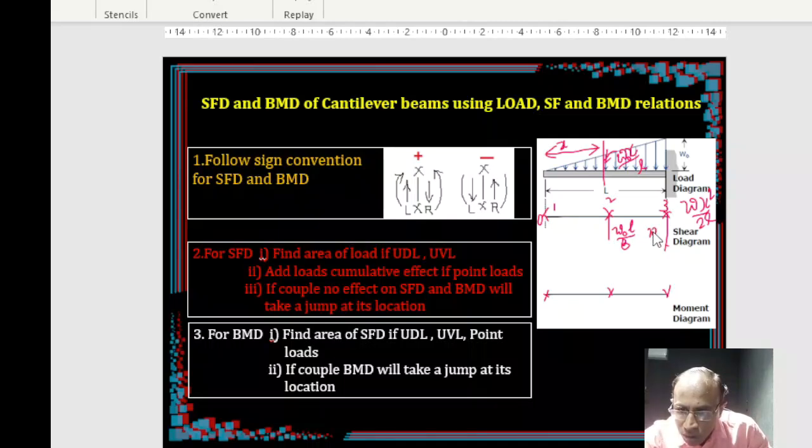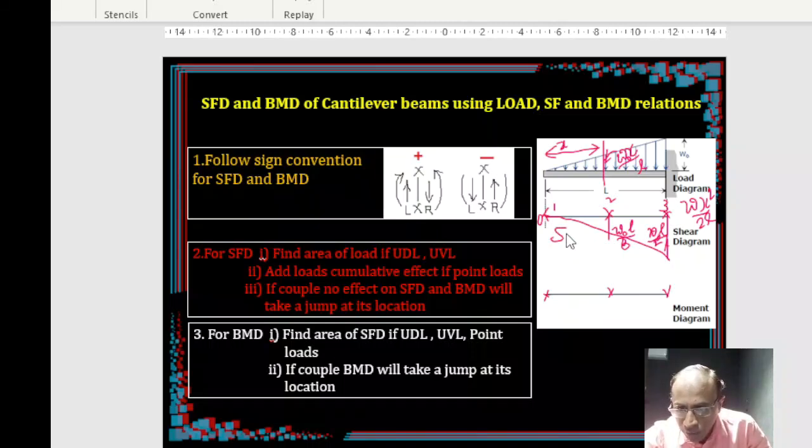W naught L into L by 2. Okay. Now you join these three ordinates, you are going to get the SFD diagram. How to join? I told you already. When there is a UVL, second order curve, join means by a curve. Quadratic curve, right? Second order curve. Quadratic variation you are going to get. So join by a curve. Alright. So this is your shear force diagram.